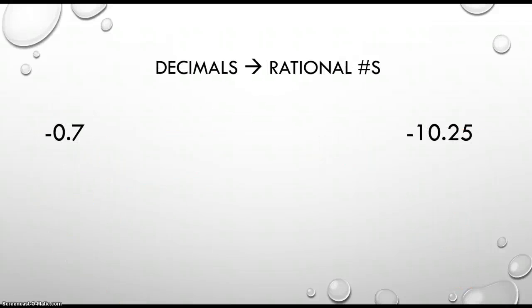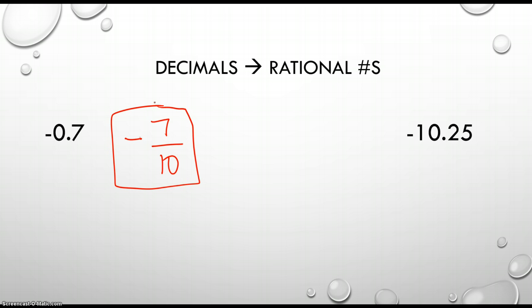Moving on to our second type of problems, it'll be taking our decimals and writing them as rational numbers, meaning writing them as fractions. The way I like to think about this is the way you read it is the way you write it. So this is -7/10. Once I get into fraction form, I need to look to make sure there's anything I can do to simplify. Here, there isn't anything, so I go ahead and move on to my second example, which is -10 and 25 hundredths. So I'm going to write -10 and 25 hundredths.